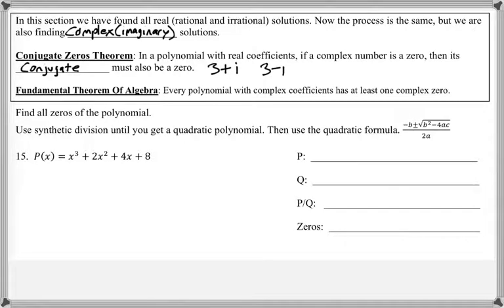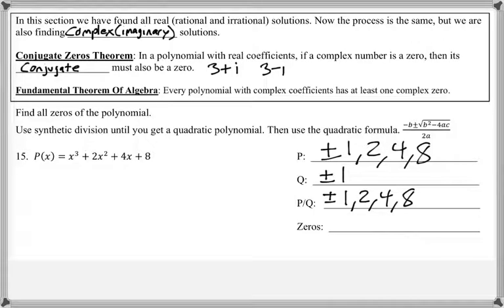But our process is basically the same. So even if we didn't talk about this, our process is the same. My p values are going to be 1, 2, 4, and 8, because those divide into the last term. My q values are going to be just 1. And I really like when my q values are 1, because for p over q, it's just going to be all of these numbers. So plus or minus 1, 2, 4, 8, because whenever you have 1 as the denominator, it's just the whole numbers.